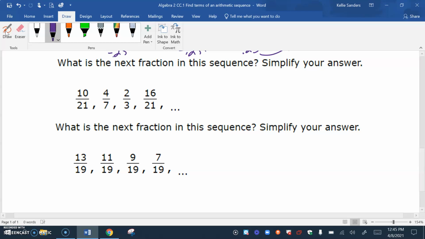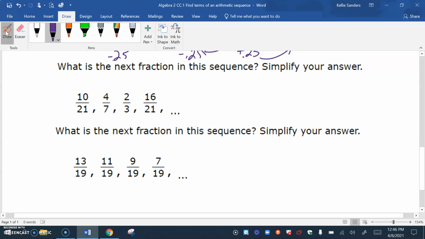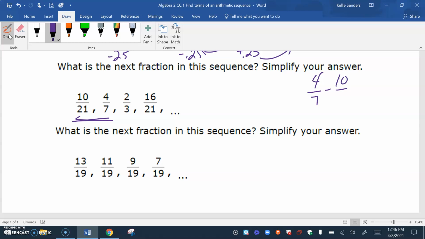Exact same stuff. So I'm going to take the two numbers next to each other. I'm going to take the one on the right minus the one on the left. If you do not know how to subtract fractions, then get a calculator.